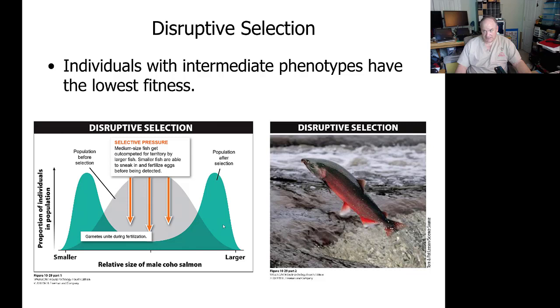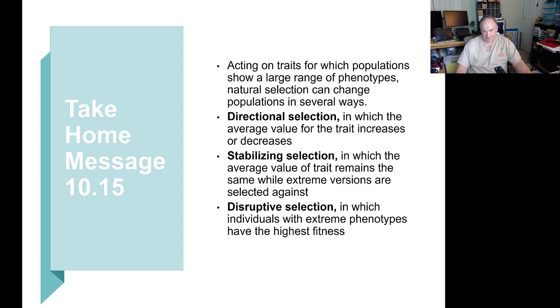In disruptive selection, individuals with intermediate phenotypes have the lowest fitness. So consider a population of salmon of varying sizes. While the smaller ones may migrate up the rivers better, and the larger ones may have more muscle and do it, the ones in the middle just can't handle it. Their size is such that the weight for the muscle is just not sufficient, and we get these two populations occurring after the selection process. We call that disruptive selection, and the salmon are an interesting choice for that.